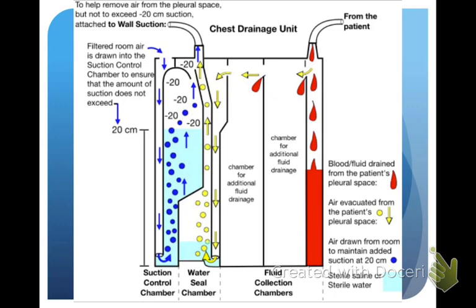There is another chamber called the water seal chamber. So every single suction container, no matter how they look, has a suction control chamber and a water seal chamber, because we've just basically put something into the chest wall. We have put a tube in there. If air gets in, as you take a nice big deep breath in, it will make a pneumothorax worse. It will add a pneumothorax to a hemothorax. So we have to basically make sure that this tube is sealed off from the outside air.